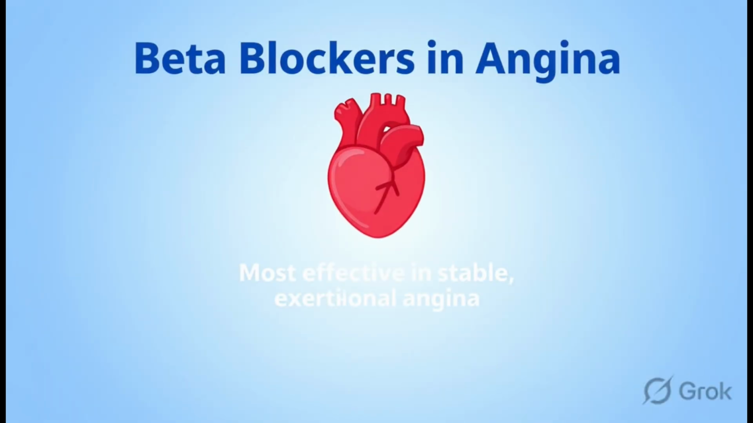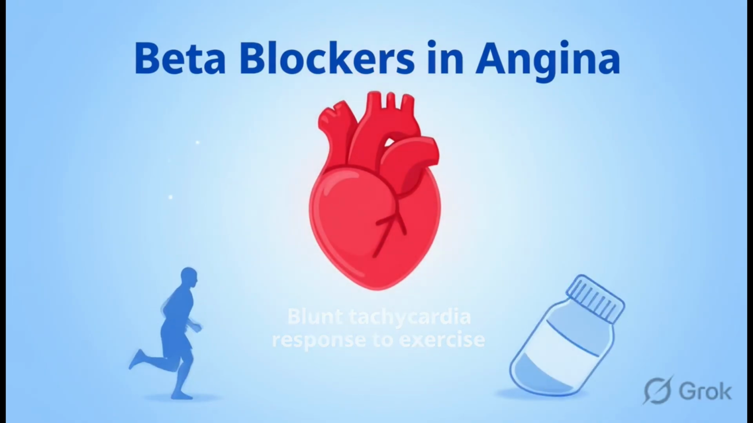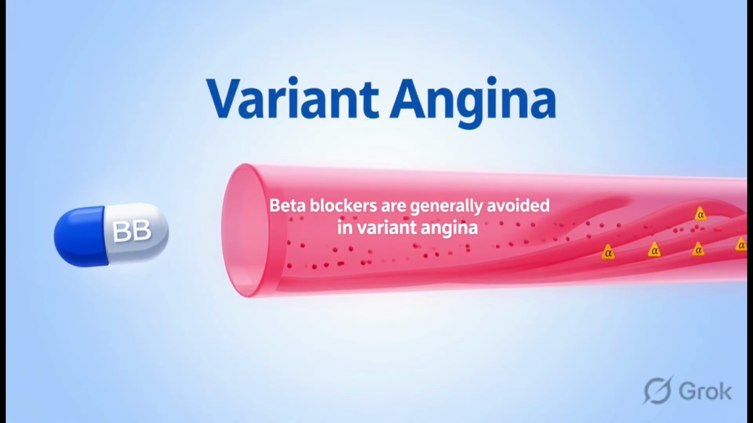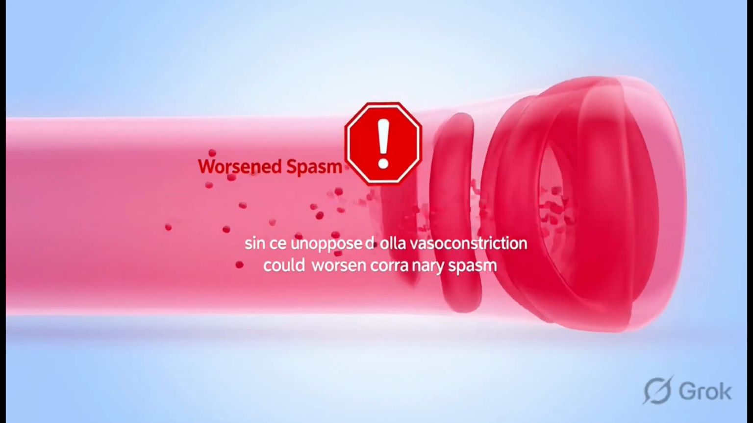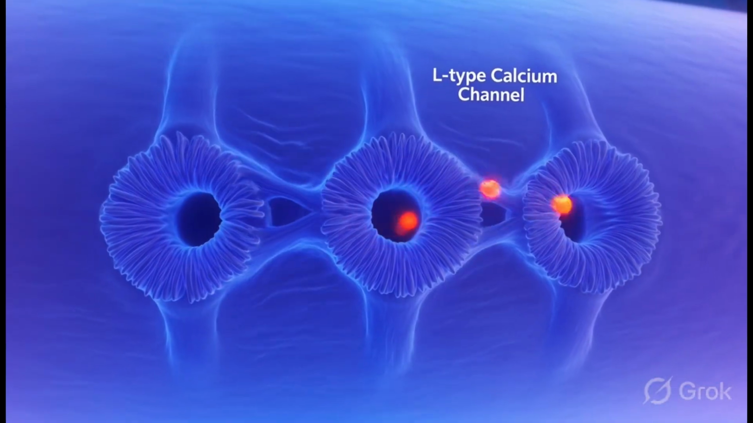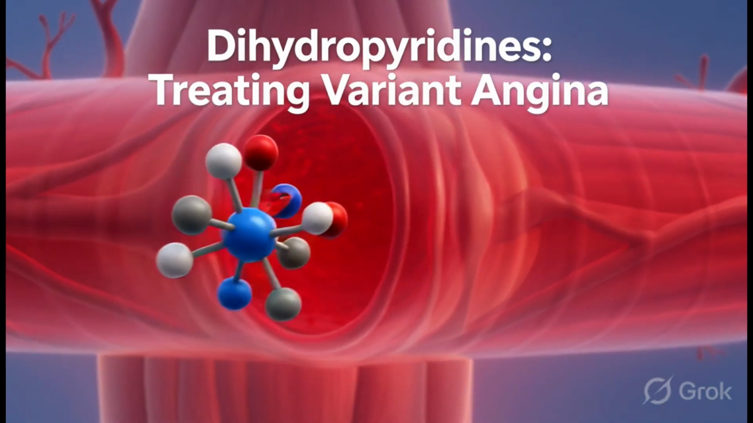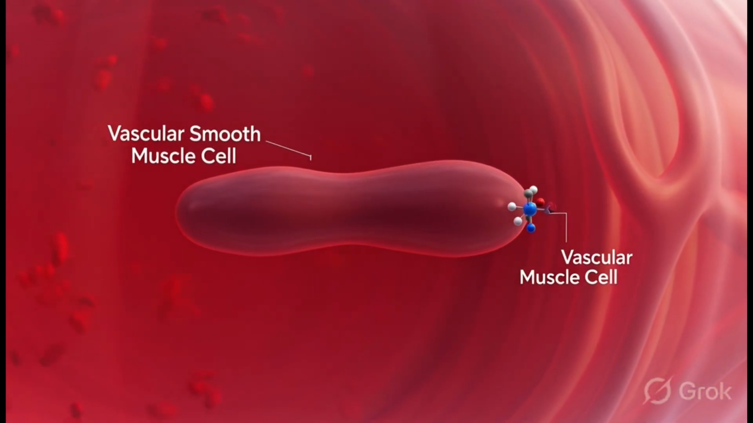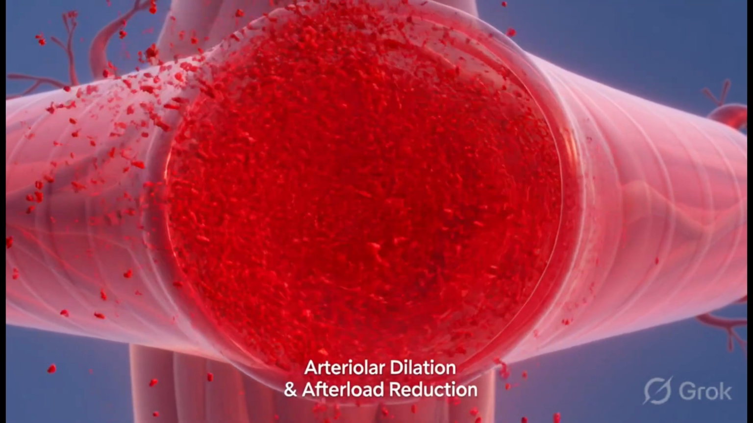Beta blockers are most effective in stable, exertional angina, since they blunt the tachycardia response to exercise. They are generally avoided in variant angina, since unopposed alpha-mediated vasoconstriction could worsen coronary spasm. Calcium channel blockers work by blocking L-type calcium channels. Dihydropyridines like nifedipine and amlodipine act mainly on vascular smooth muscle, causing arteriolar dilation, reducing afterload, and relieving coronary spasm, useful in variant angina.